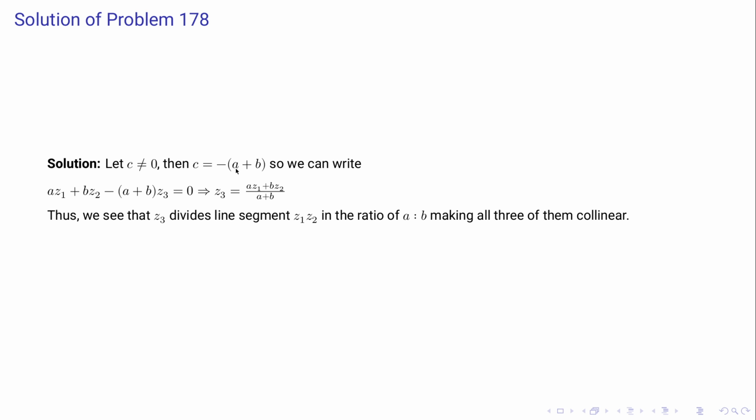Now we can substitute in the equation A Z1 plus B Z2 plus C Z3 is equal to 0. So it becomes A Z1 plus B Z2 minus (A plus B) Z3 is equal to 0. That means Z3 is equal to (A Z1 plus B Z2) by (A plus B). So from the section formula, we know that this represents the line segment division in the ratio A is to B. And that's why Z1, Z2, Z3 will be all collinear.